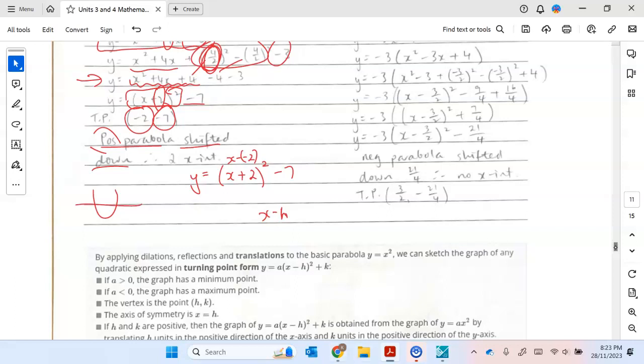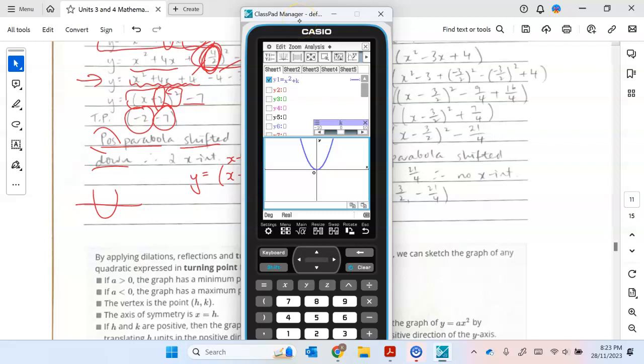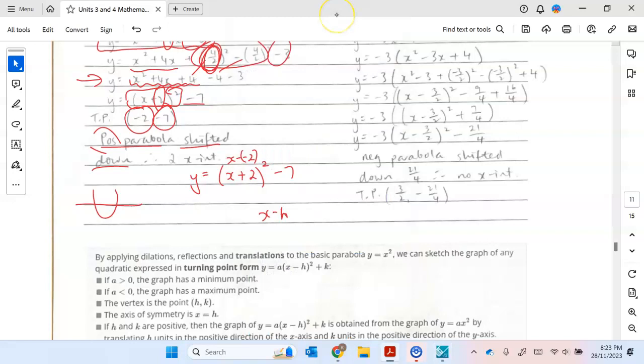If we go back to our calculator, there's our positive parabola. If it's shifted down too, oh no, sorry, it's not shifted down 2, it's shifted down 7. You can see we've got the 2 x-intercepts, so that's what I've written there. Okay, finally worked it out.